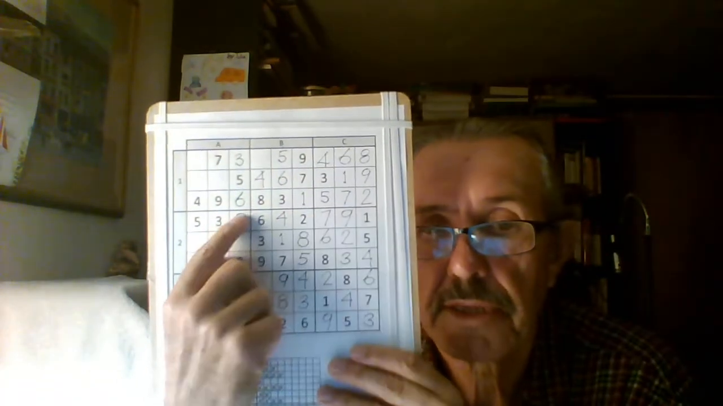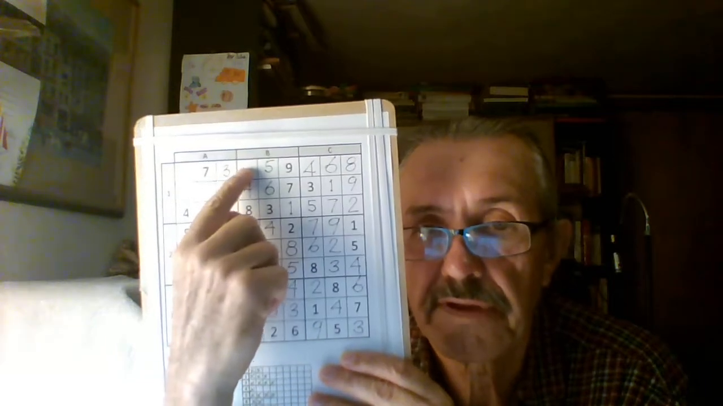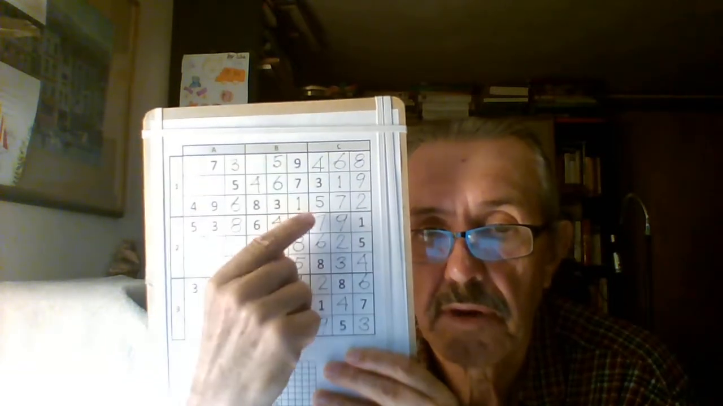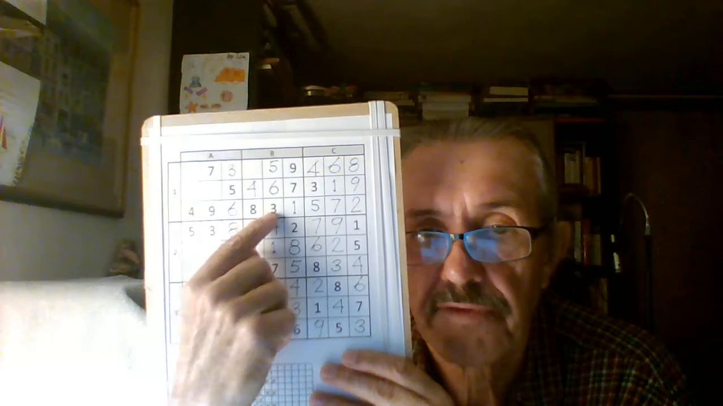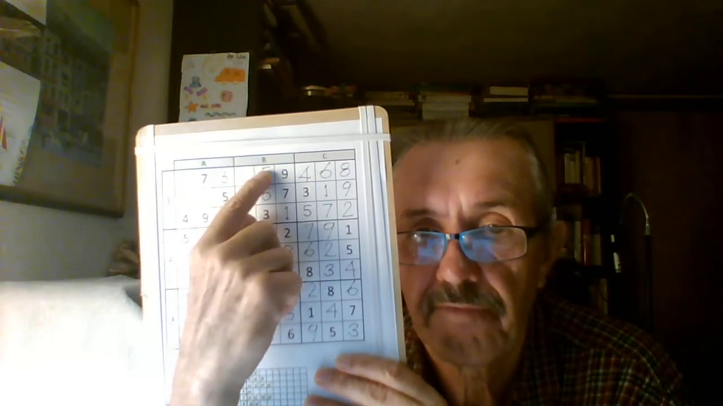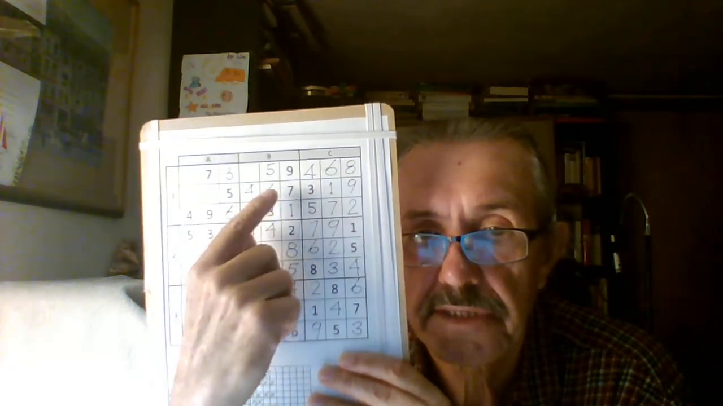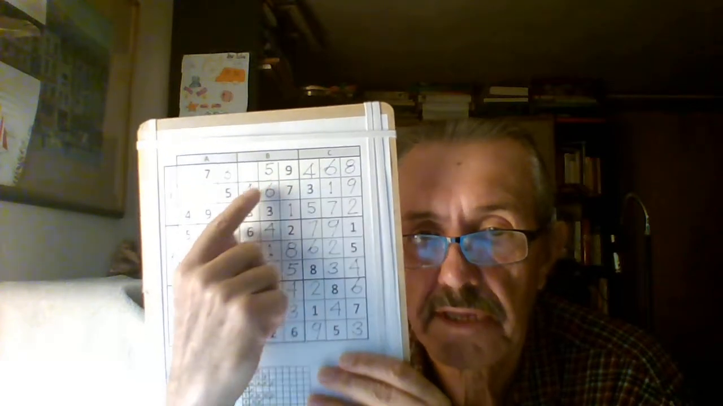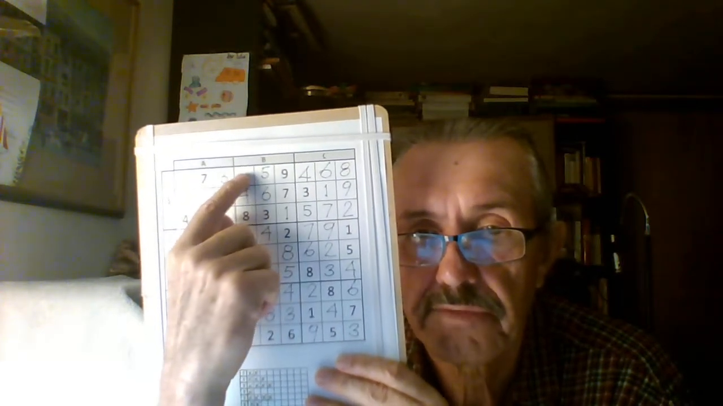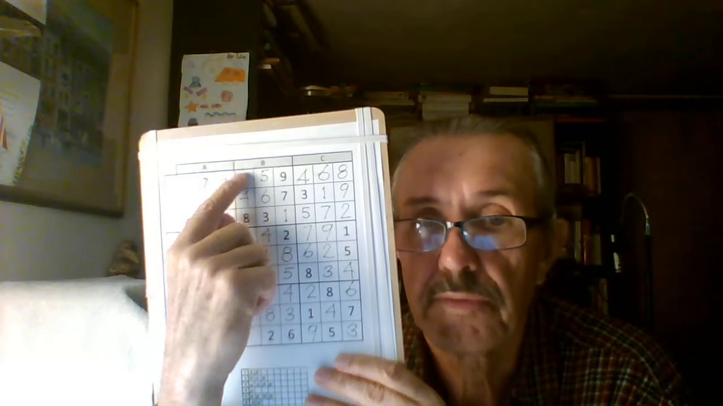Square B1 location 1 is over there, it will be for number 2. 1, 2, 3, 4, 5, 6, 7, 8, 9. This will be for number 2.